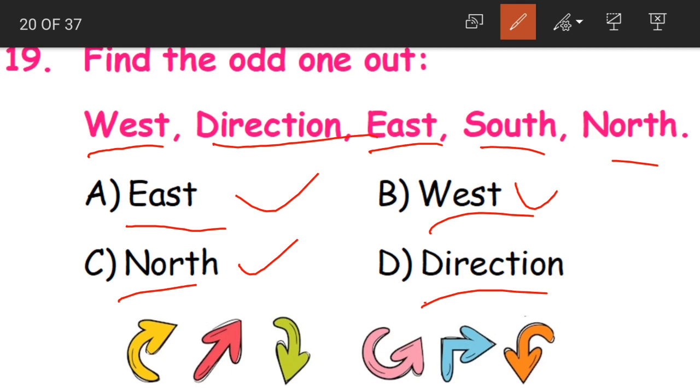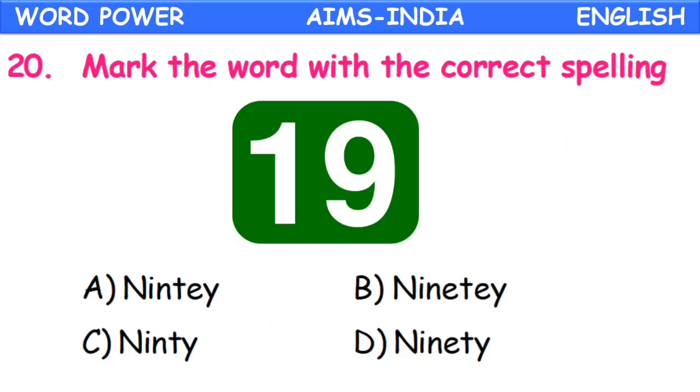So D option, direction, is an odd one because it doesn't belong to any direction here. We are not naming the direction. It is just the direction word. So D is the odd one.